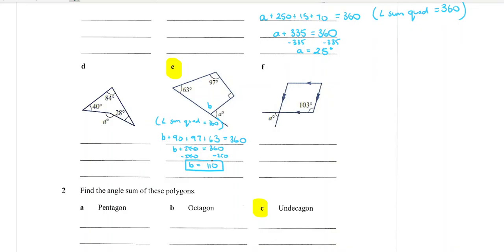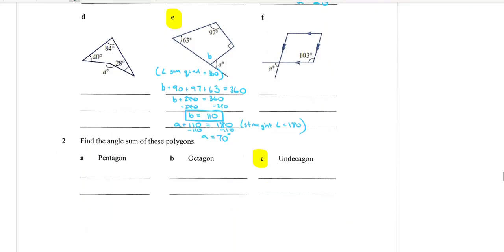B is the key. What shape is there? What is happening between the A and the B there? They are making a straight line. So I can find A by doing A plus 110 equals 180, because straight angles equal 180. Okay, subtract off the 110 and A is equal to 70 degrees. They definitely did not make this space to show any working out, which is no good. But that is it. Hopefully you can squish that in.